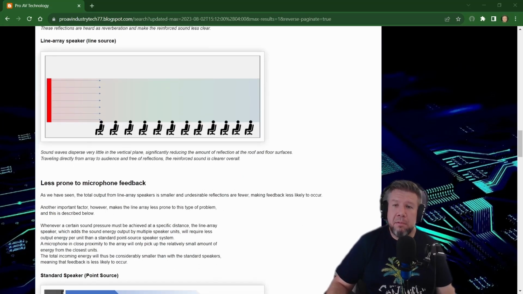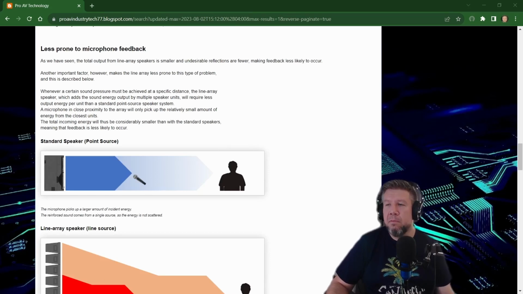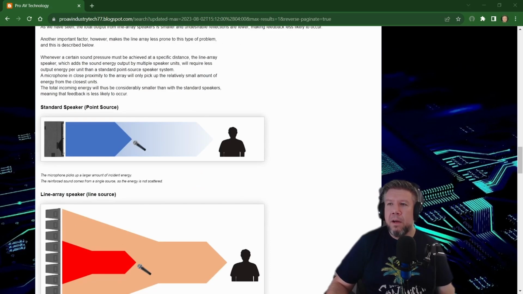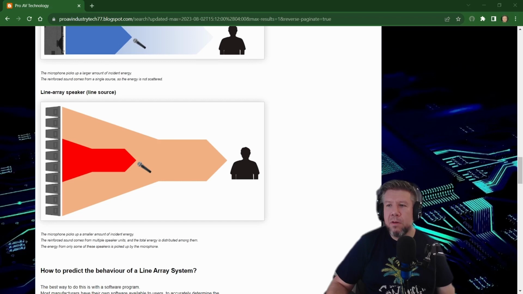So again, another benefit with a line array system is that it's less prone to microphone feedback. If you look at a standard speaker or a point source speaker, a microphone will pick up far larger amounts of energy, and then obviously that'll cause a lot more feedback. But with a line array system, you've got fewer speakers within that line array that will pick up a microphone. So you've got a smaller amount of incident energy that'll be picked up by that microphone. So line array systems, in part, can also limit microphone feedback.